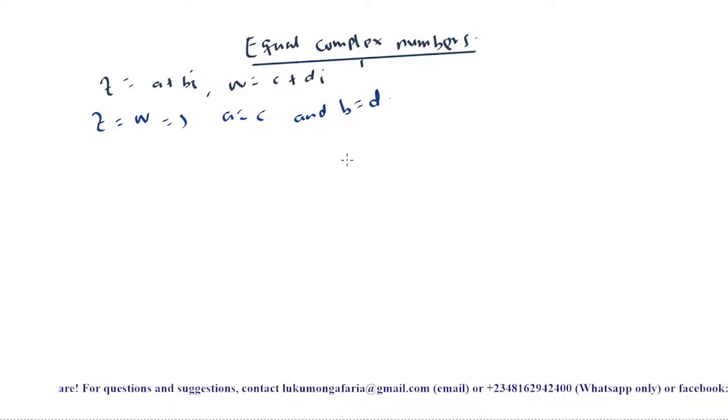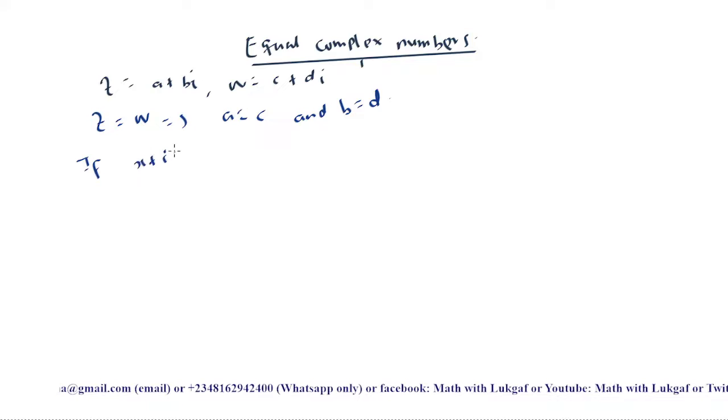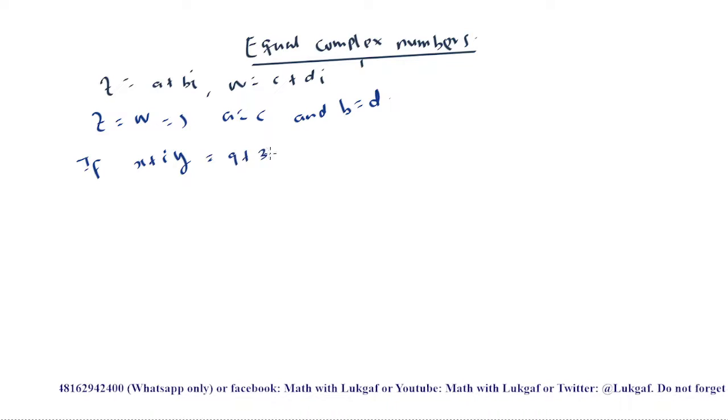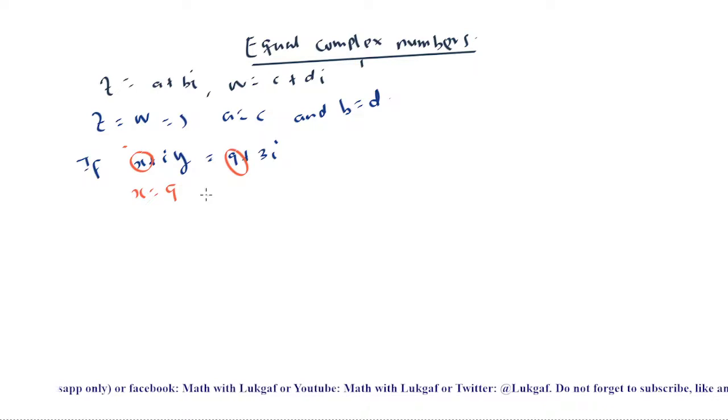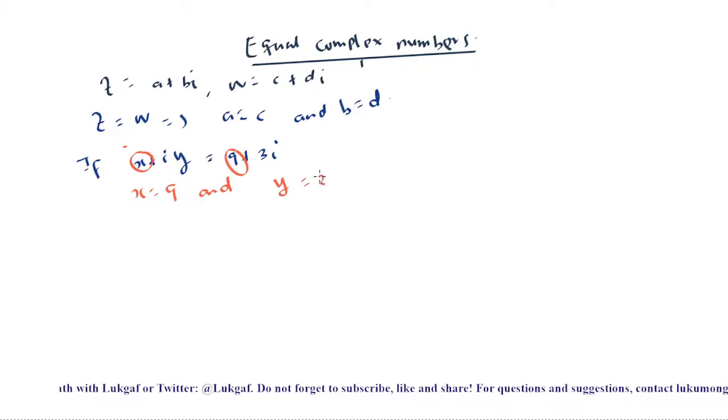So for example, let's say x plus iy is equal to 9 plus 3i. Don't forget, by the definition of equal complex numbers, we say two complex numbers are equal if the two real parts are equal. The real part here is x, while that of the right hand side is 9. Then if these two complex numbers are equal, x is equal to 9 and the imaginary parts will also be equal. That is, y is equal to 3.